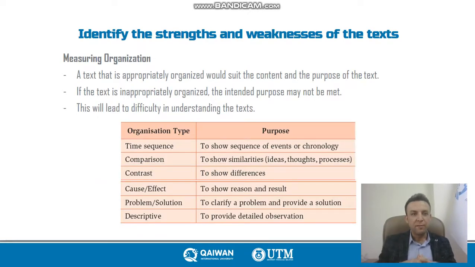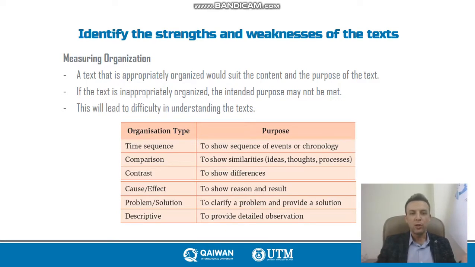Then we have measuring the organization. Generally speaking, when we talk about the organization, it's about the structure of your essay, like, for example, writing good body paragraphs, writing a good introduction, writing a good conclusion at the end, and how you organize the body paragraphs, the things that you discuss in the body paragraphs. This is important. And here we have organization types.